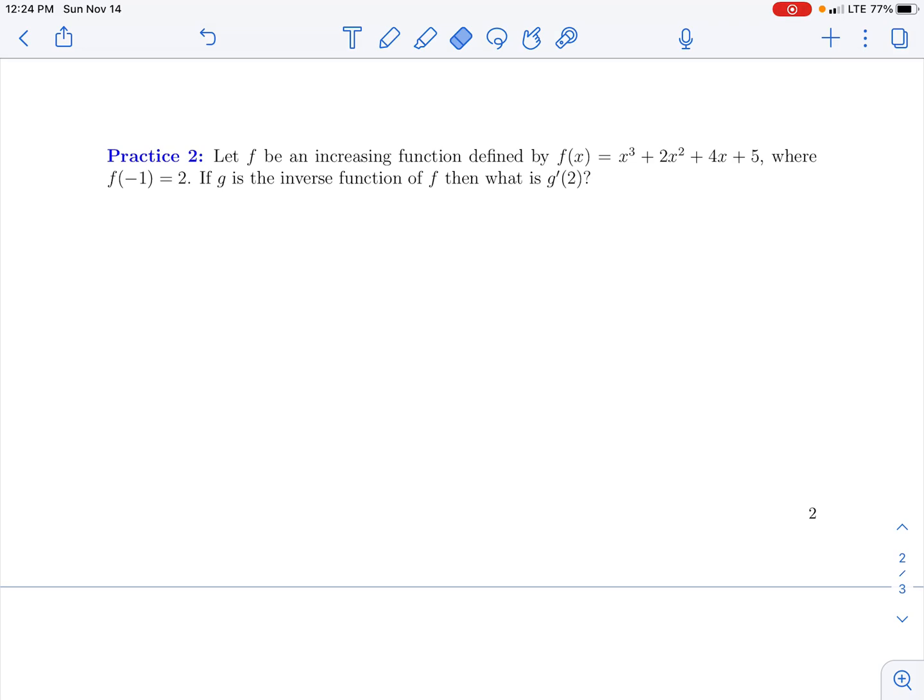Hello everyone. So now looking at this example here, it says let f be an increasing function defined as f of x is equal to x cubed plus 2x squared plus 4x plus 5, where f of negative 1 equals 2. If g is the inverse of f, what is g prime of 2? Okay, so g and f are inverses, and we're asking for g prime of 2.